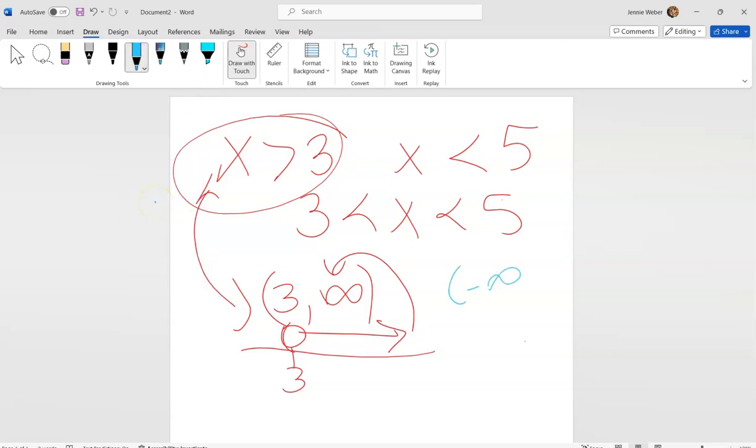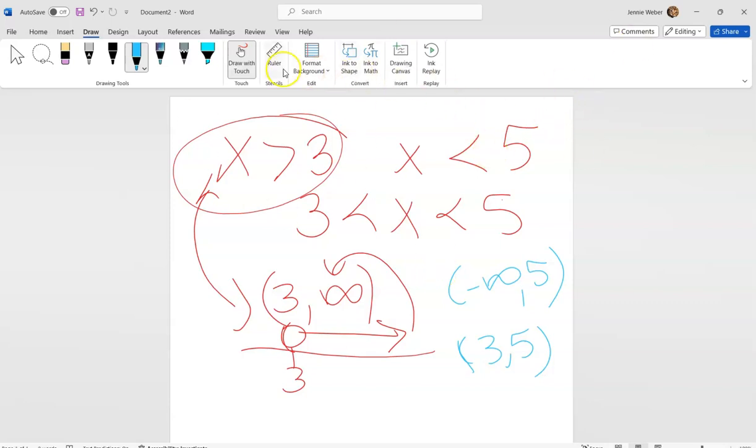Now, what about this one here? I'm going to start at negative infinity, because it's anything smaller, and I go to 5, but I don't include it, so I use a parenthesis. This last one would look like a graphing point. It looks horrible because both ends aren't included. It's between 3 and 5, but it doesn't include either 3 or 5, and I just do parenthesis 3, 5.